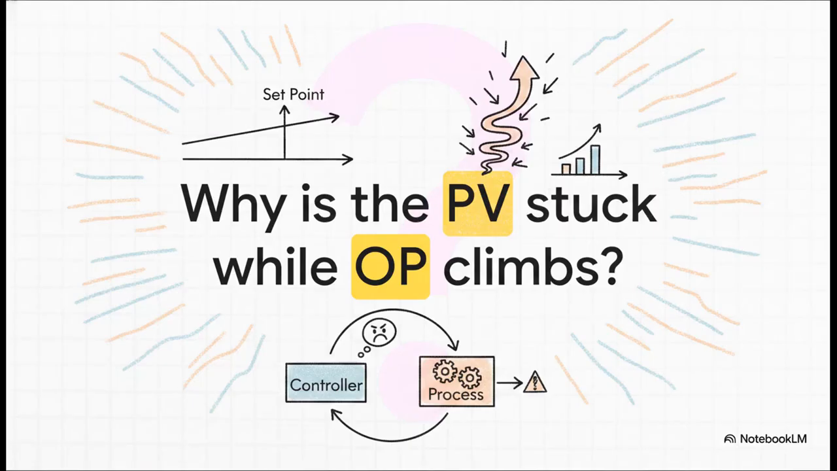All right, let's test this with a little interactive moment. Imagine you're in the control room. Your process variable is sitting stubbornly below the set point, creating this growing error gap. And in response, your controller's output just keeps climbing higher and higher and higher. The controller is practically screaming for action, but the PV isn't budging one bit. Think about the physical realities we just talked about. What exactly is going on here? Why is the loop fighting you?